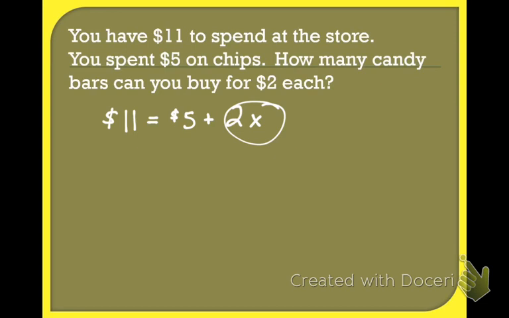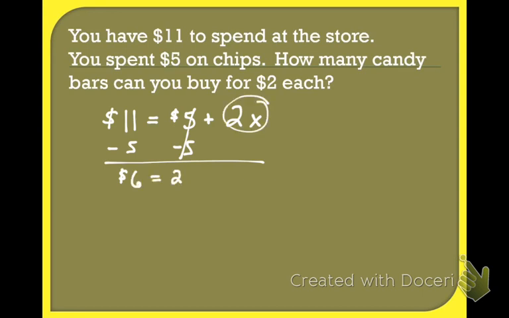Remember, you cannot move the number that is attached to the variable first. So I've got to get rid of this guy who's all alone by itself. Remember, add or subtract first. So I'm going to subtract to get rid of that 5, and I have to subtract it on both sides. This cancels out. We know that $11 minus 5 equals $6, and then all that's left over here is 2x.